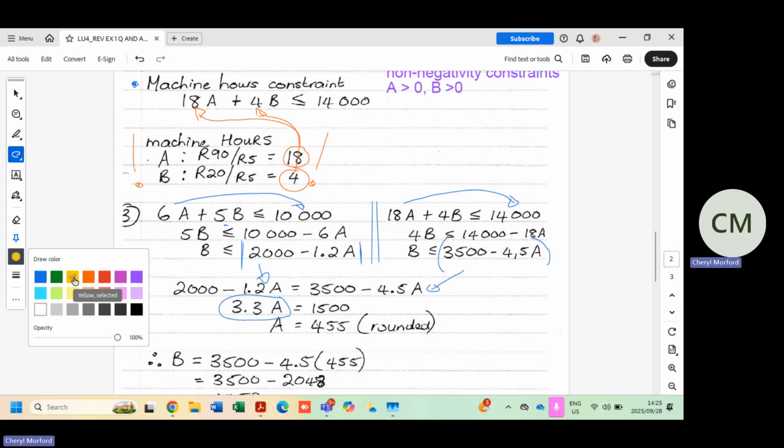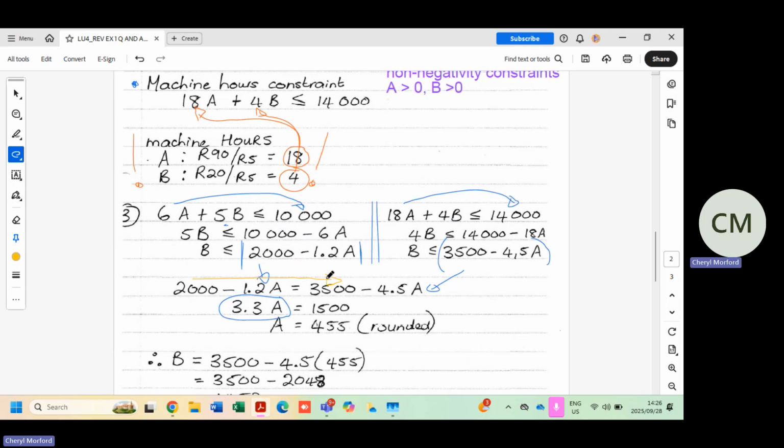Now, what do I need to do? I need to just go and sort the numbers out. So I need to move the 2,000 to that side. So 3,500 less 2,000 gives me 1,500. Now what I'm going to do is divide both sides by 3.3 and round up to a whole number. And that will give me A is equal to 455.